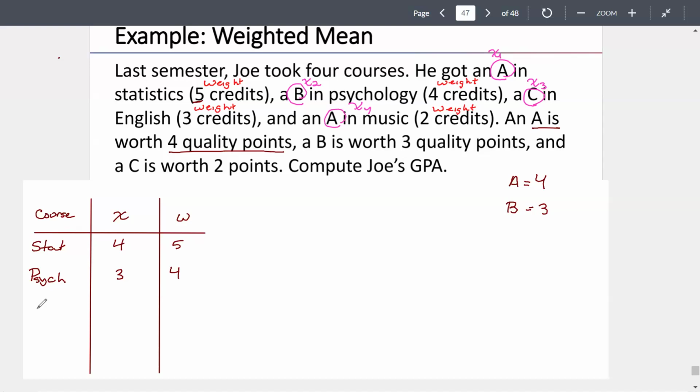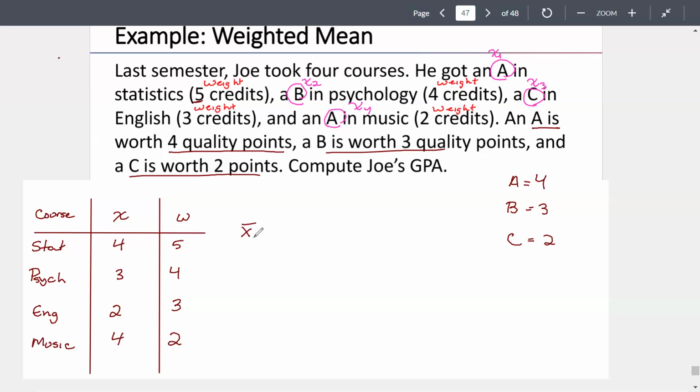What was my next class? My next class is English. So English, that class has a C, and we're told here the C is worth 2 quality points or 2 points. And the weight of this English class carried a credit weight of 3 credit hours. In music, my last one, carried a credit weight of 2 credit hours, but we had an A, so the X is going to be 4 there.